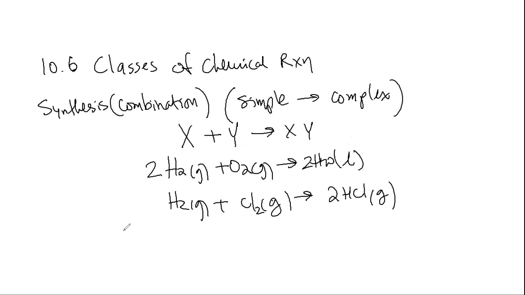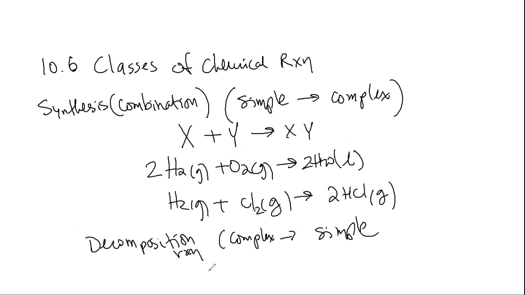If you go, guys, from complex to simple, the reverse of a synthesis or combination reaction, this type of reaction is called decomposition reaction. Decomposition reaction. Okay, what are the examples of the decomposition reaction? Well, first of all, let me just show you this. XY will decompose, the compound into the elements in this case. All right. So what are the examples of this reaction?